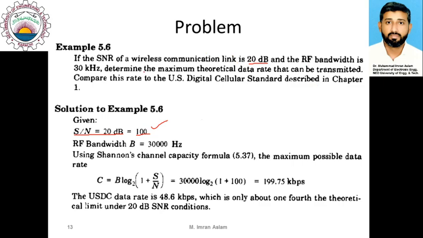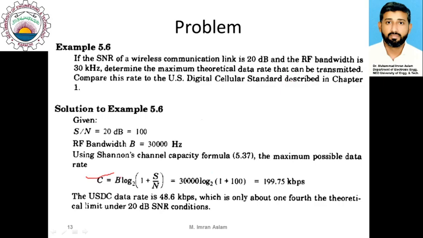The RF bandwidth is mentioned as 30 kilohertz, so bandwidth is actually 30,000 hertz. So we want to determine the maximum theoretical data rate that can be transmitted through this channel. Maximum data rate is actually named as the channel capacity. So for this particular case, we are interested in calculating the overall channel capacity.